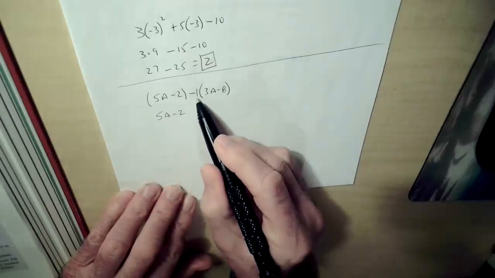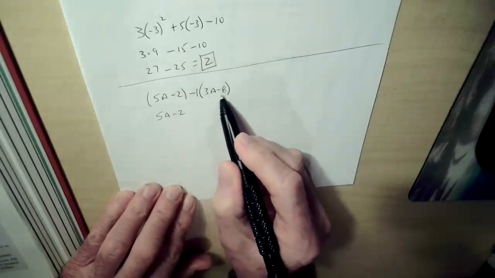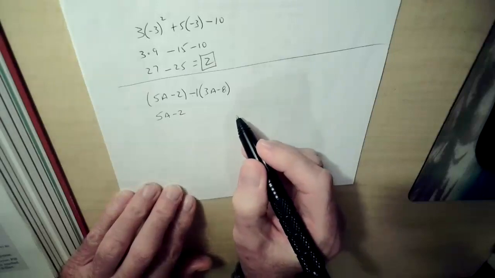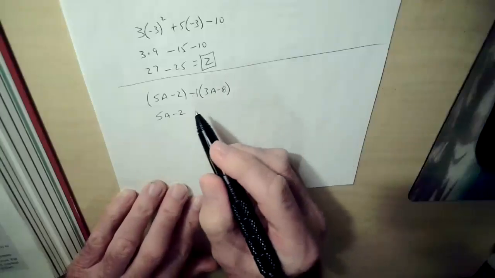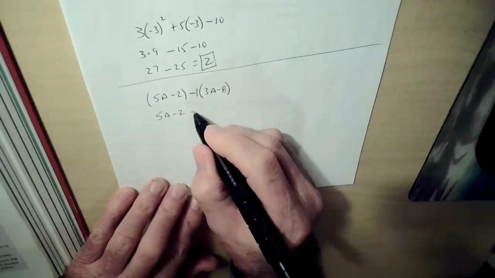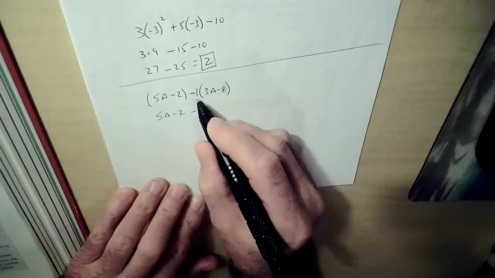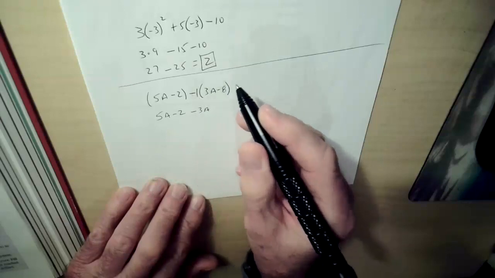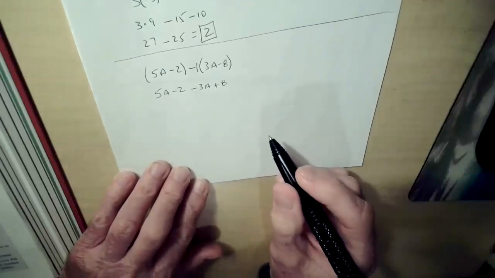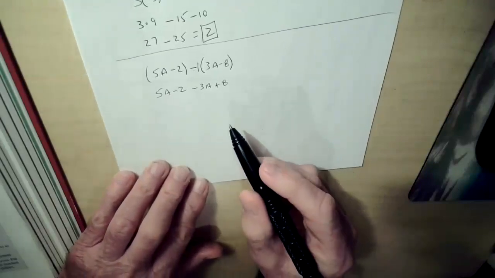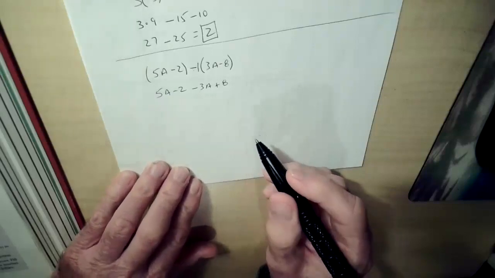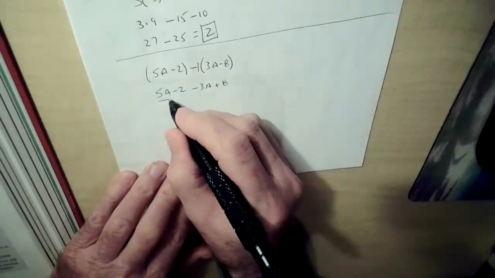So this is 5a minus 2. Now, what is the -1 when you multiply it here? What does it do? It just changes all the signs. It doesn't really do anything else. A negative times a positive is a negative, so it's minus 3a. Negative times a negative is a positive 8. You're going to see this on the final. Probably going to be a little bit longer than this, but basically the same problem.